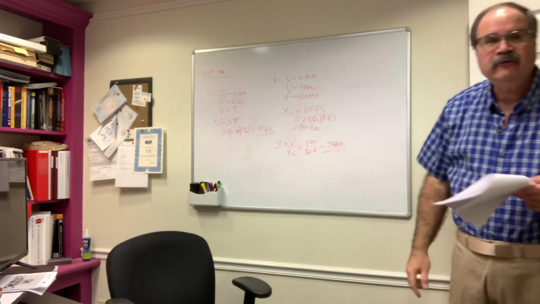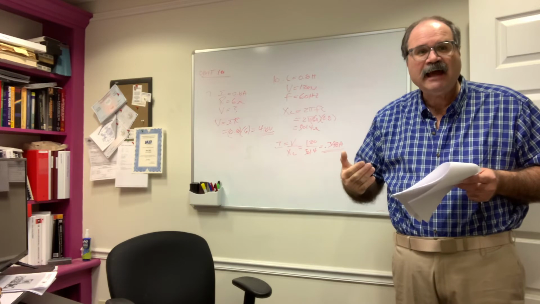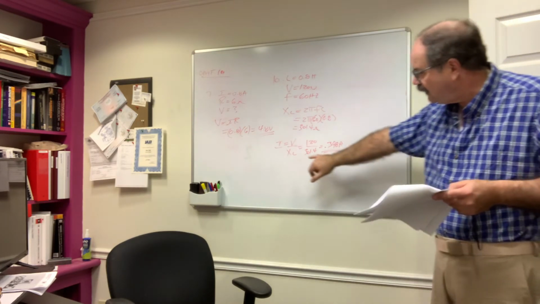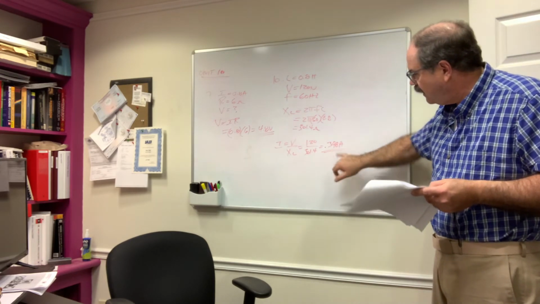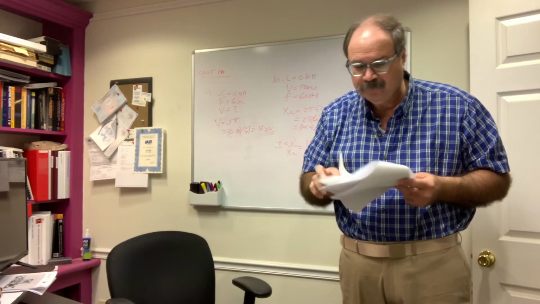Now again, we're going to revert back to Ohm's law. We're solving for the current I. In this example, I is going to be equal to V divided by the inductive reactance X sub L. So we plug those numbers in for voltage and inductive reactance, and we get a current of 0.398 amps.